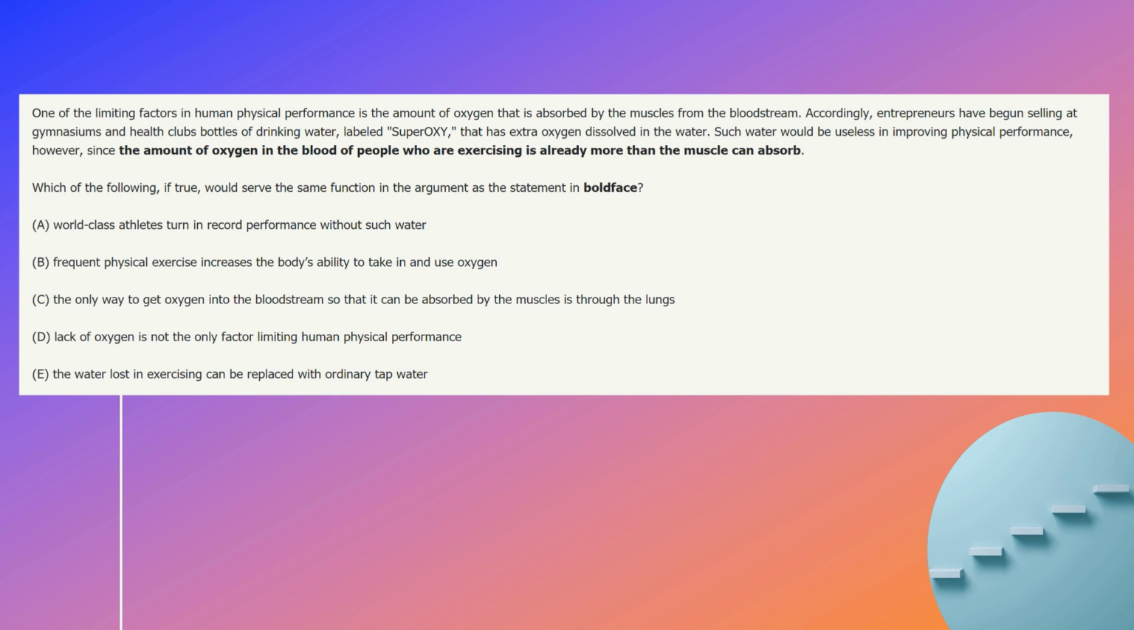Although I would say the logic is still wrong, because even though water does the same job, you're not actually proving that superoxy is useless. You're just saying that there's something maybe slightly cheaper that's just as good. You're not proving that superoxy is useless. So the logic is slightly flawed, I would say.